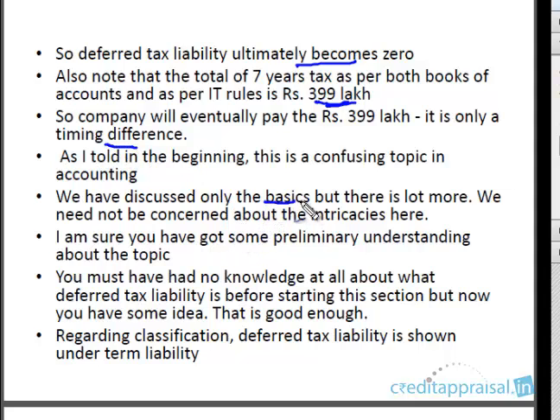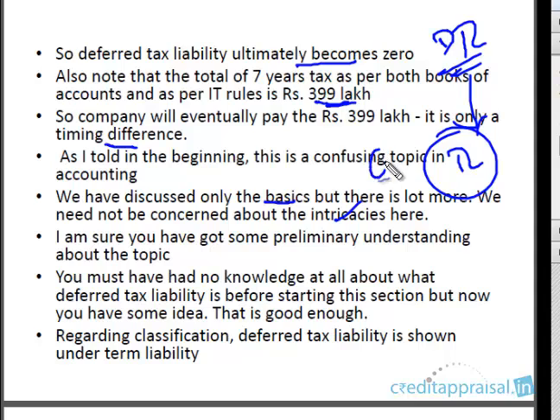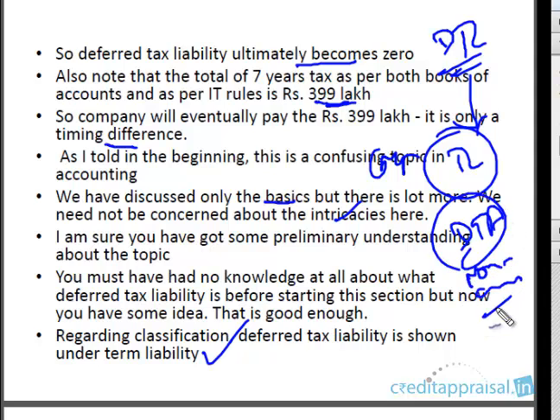So we just discussed the basics. There are a lot of intricacies in this concept of deferred tax liability. We're not going into it, but I hope you got a preliminary understanding of the topic, because this is a topic which many bankers are not very comfortable with. In the balance sheet, when they see an item called deferred tax liability, they straight away classify it as a term liability, which is correct. It is correct classification-wise. Deferred tax liability is a liability. If you get a deferred tax asset, we're going to discuss later, it's going to be a non-current asset. But the classification is alright, but you should also be aware of why this is arising.